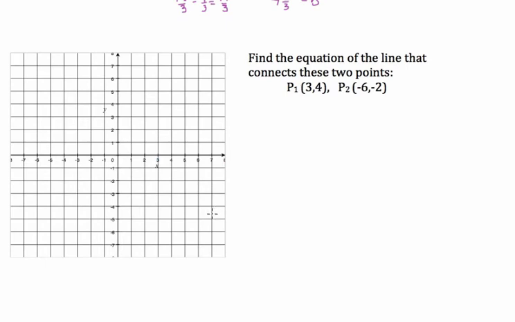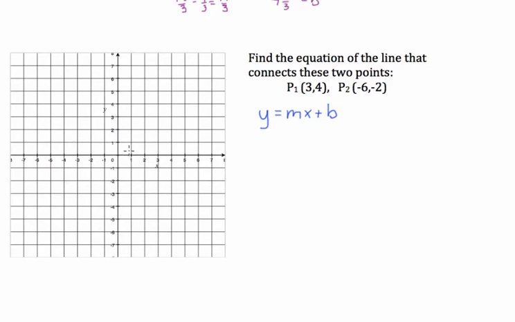Find the equation of the line that connects these 2 points. Point 1, point 2. Well, let's think about what our finished product is going to look like. We want something that looks like this. Y equals mx plus b. So what do we need? We need the m number, the slope, and the b number, the y-intercept. We have not been told any of these things. So let's see if we can draw our picture and figure out what the slope and the y-intercept are.